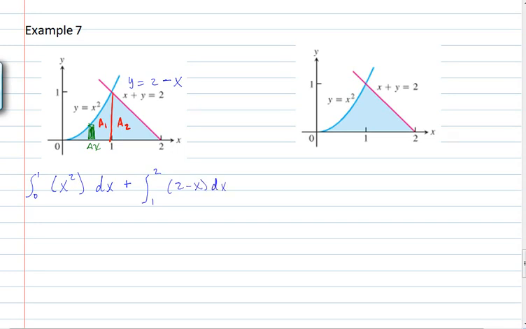So when I find this first area, I'm going to integrate this first area, and I end up with 1/3 x cubed from 0 to 1 plus 2x minus 1/2 x squared from 1 to 2. Any questions about how I integrated? Where any term came from? Okay.